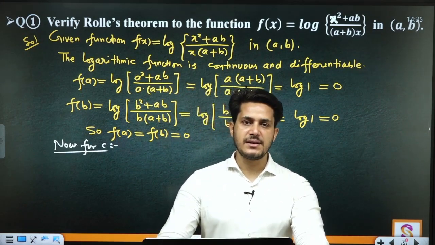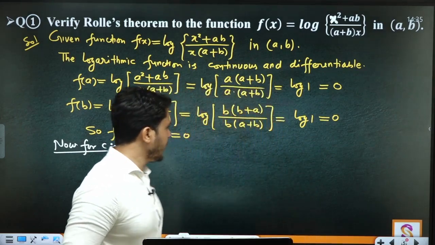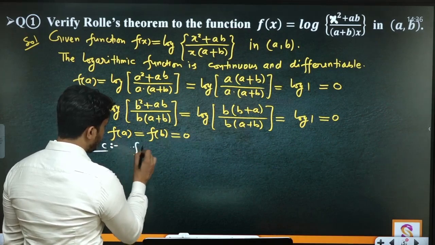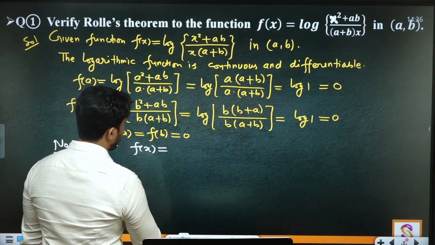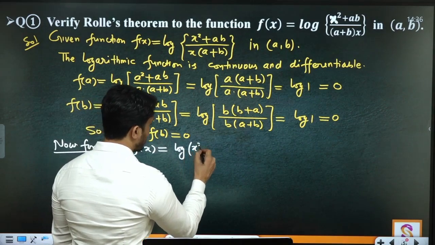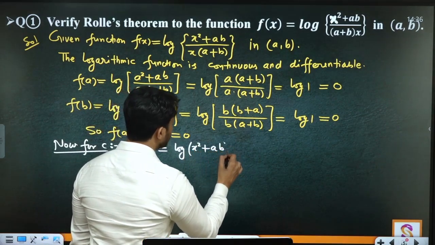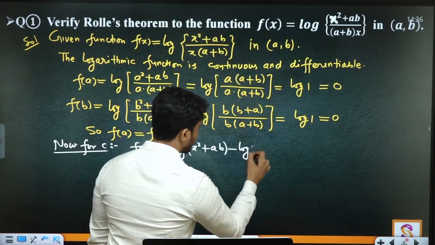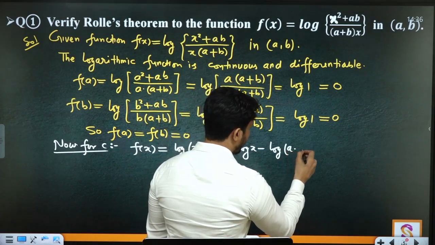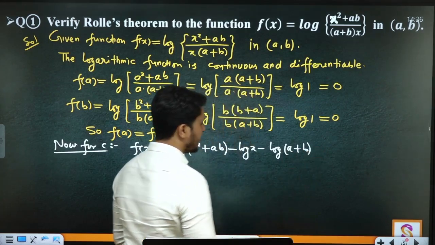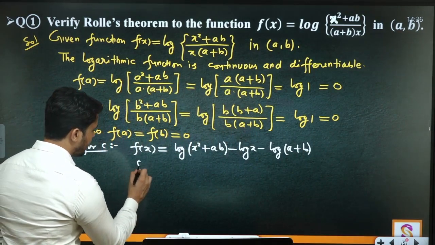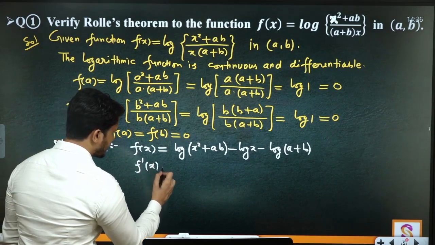Which lies between a and b. वो a और b के बीच में होना चाहिए. Like this, f(x) equal to log of (x square plus ab) minus log x minus log (a plus b). So the derivative is f dash x.